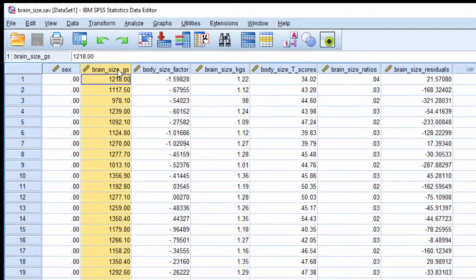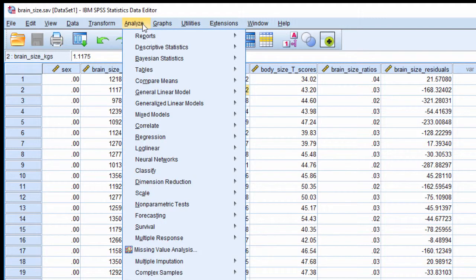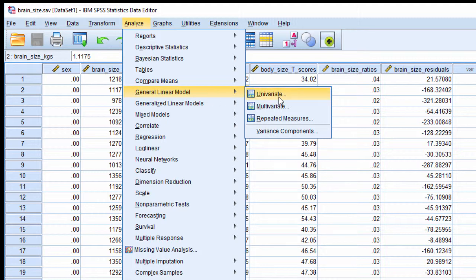I also have brain size in grams here, but I did the analysis on kilograms to have smaller numbers to work with. So to analyze these data, I went into Analyze, General Linear Model, and Univariate, and I used this approach because this is the only way in SPSS that I know to get an estimate of effect size that's eta squared for a test of the difference between two means.